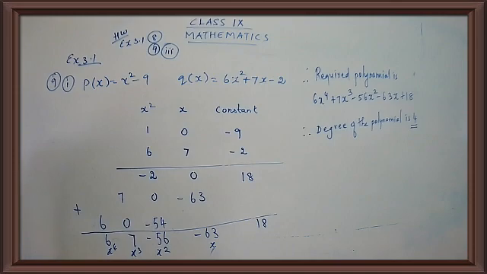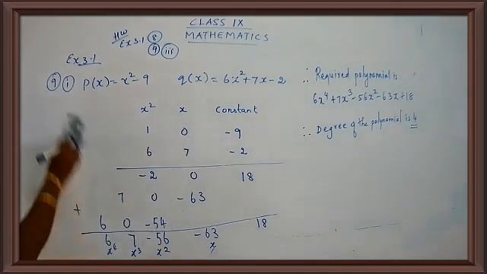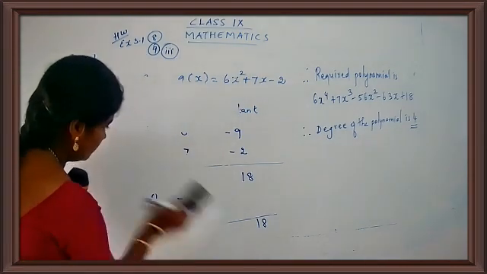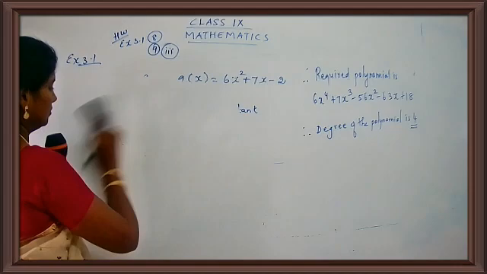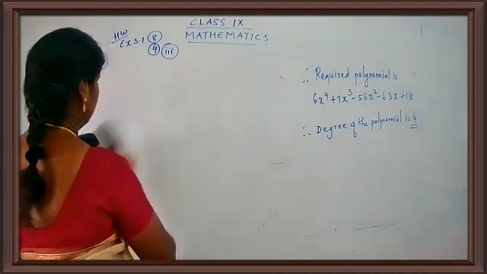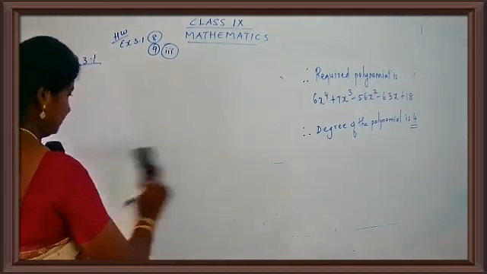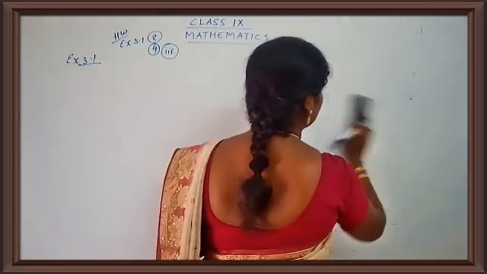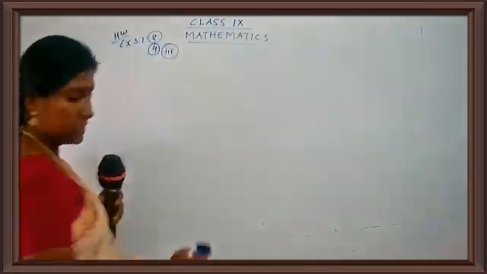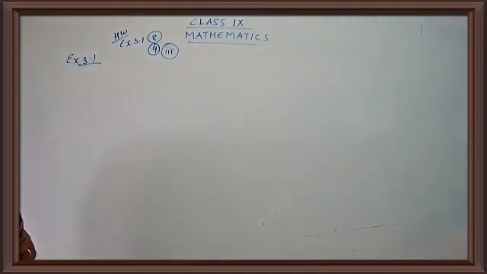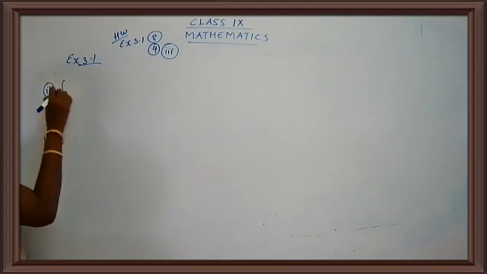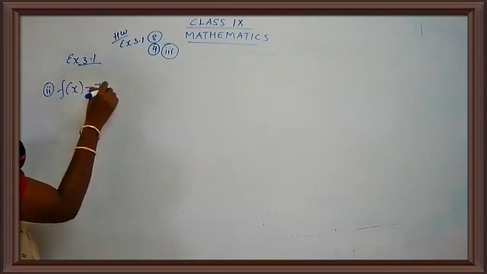Shall we go for the second subpart? Let's start on the question. Have you completed everything, children? Okay, good. Let's write down the question. What is the question here? F of x is 7x plus 2. That is the second one. F of x is equal to 7x plus 2.